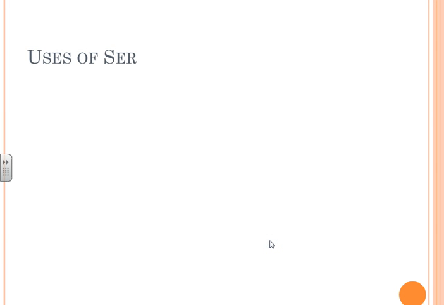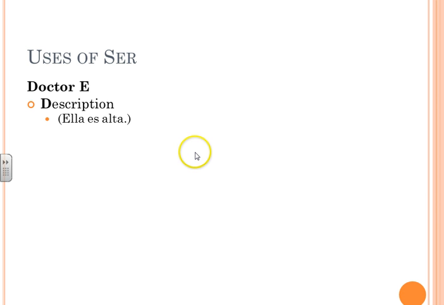Okay. Uses of the verb ser. And again, the reason we're reviewing ser versus estar is there are two verbs that mean to be. One is ser, one is estar, and we need to be able to differentiate between the two of them. We're going to use an acronym called DR. OE to help us remember the uses of the verb ser. So D stands for description. Ella es alta, she is tall. Okay, we're describing personal characteristics about somebody. We're going to use the verb ser.